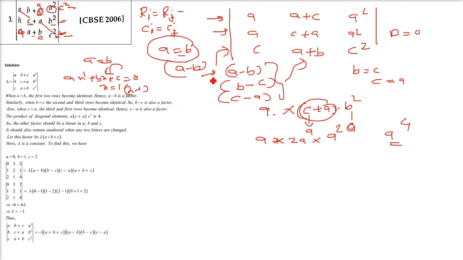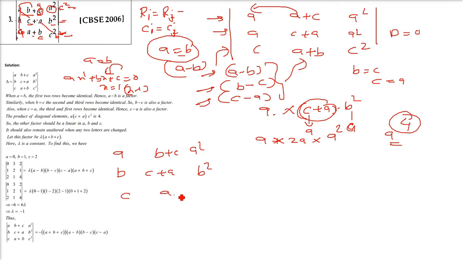So there will be 4 factors. 3 factors we already got, a minus b, b minus c, c minus a. Since the multiplication of the diagonal gives a raised to 4, the degree or the order is 4. That means we say there are 4 factors. Now let me just show you how the other factor will come. I am just adding the second column with the first column, and I'll show you how we get the final factor.